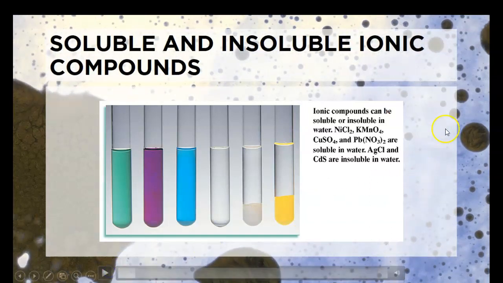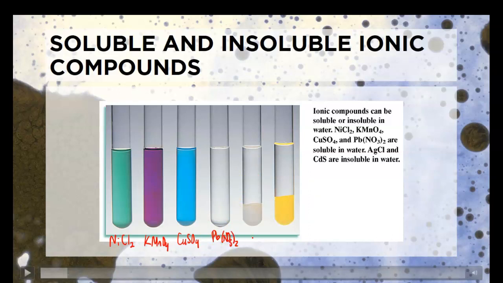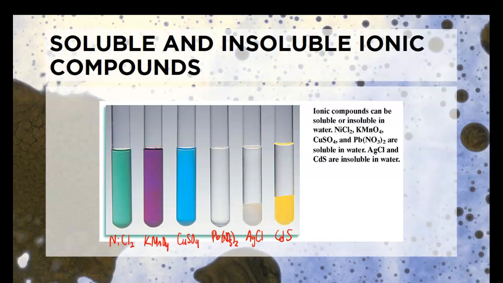So here's some examples so you can see. We can use our chart to figure these out, but we have nickel chloride. We've got potassium permanganate. We've got copper 2 sulfate. We've got lead nitrate, and we've got silver chloride and cadmium sulfate. So let's use our rules to verify what we're seeing in the picture.